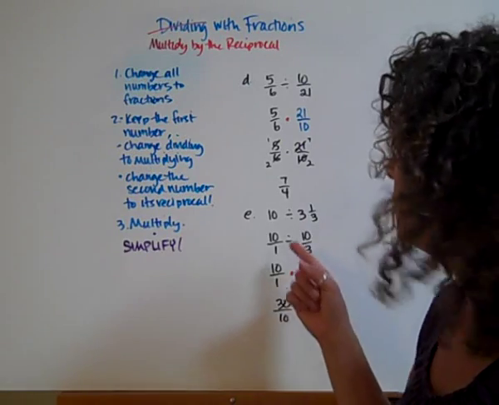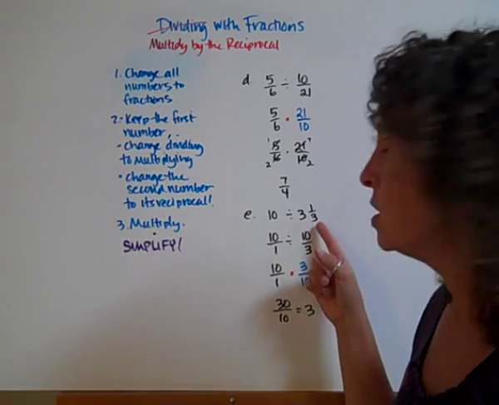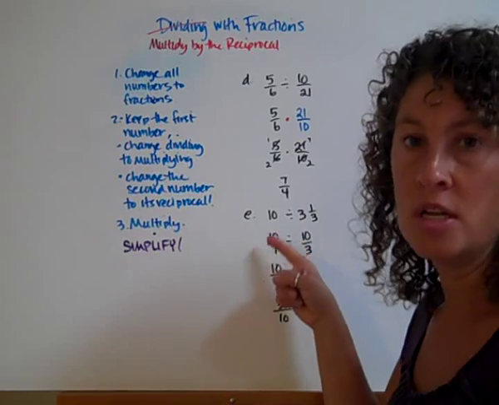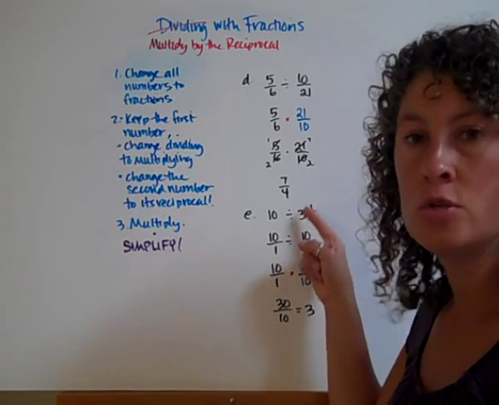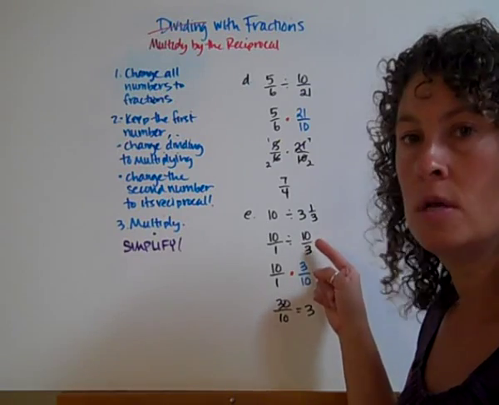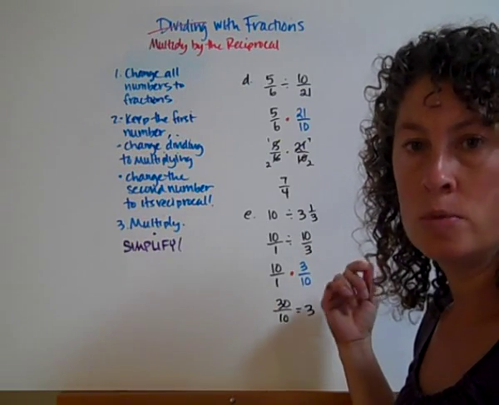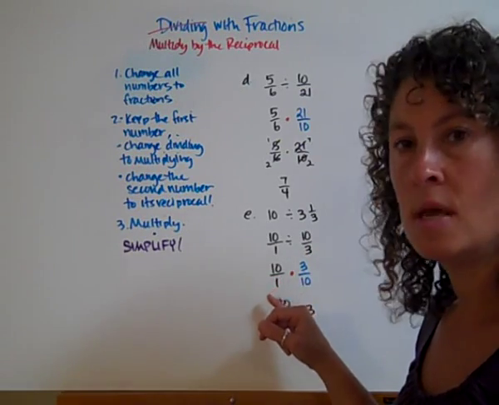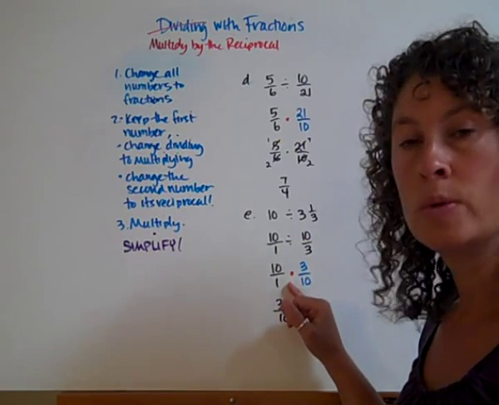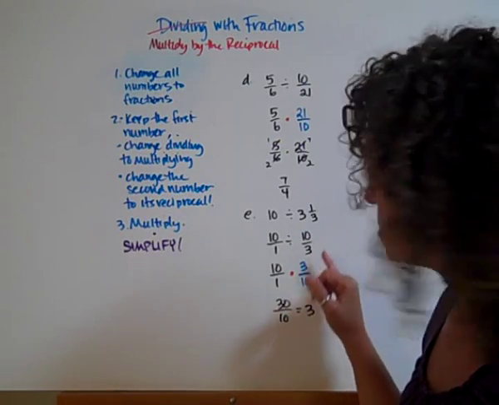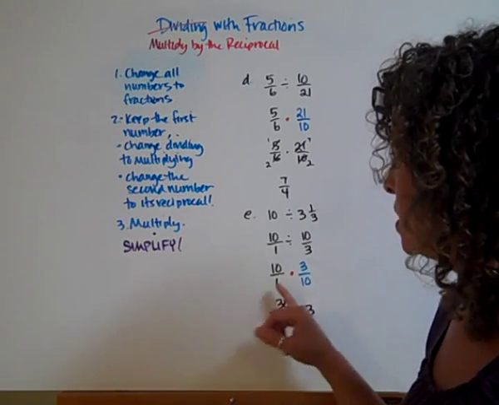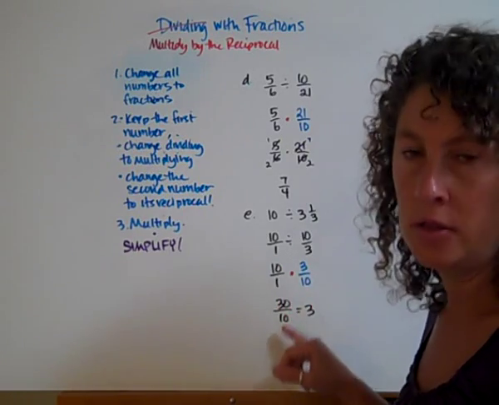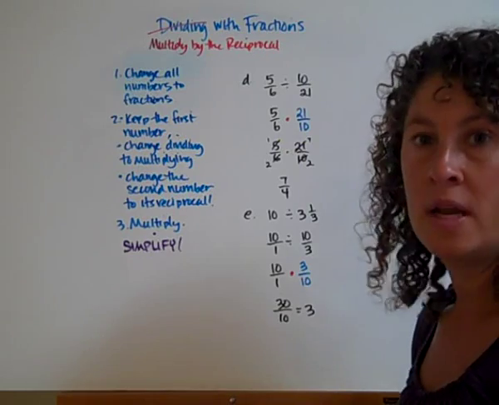And our last example, 10 divided by 3 1/3. Notice 10 is not a fraction. I need to change it to a fraction. So 10/1 divided by, I'm going to change this to a fraction also, 10/3. And now I'm going to change it from division to multiplying. 10/1 stays the same. Dividing changes to multiplication. And that 10/3 becomes 3/10. From here, 10 times 3 is 30. 1 times 10 is 10. I get 30/10. When I simplify that, I get 3.